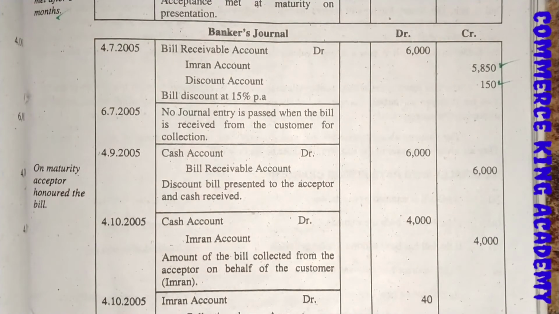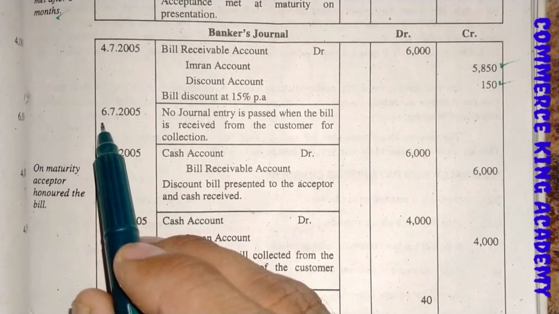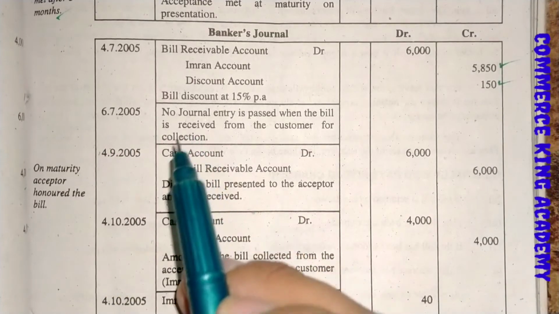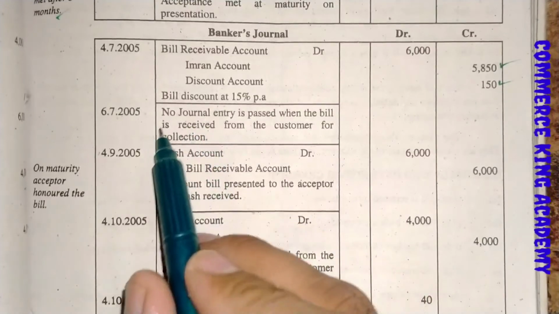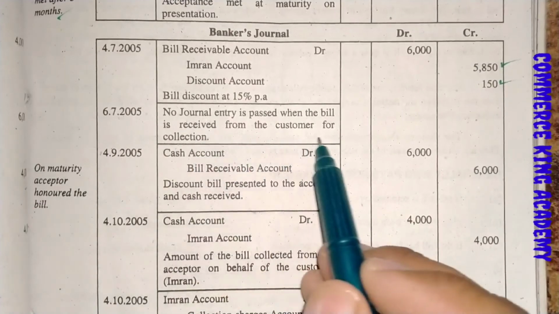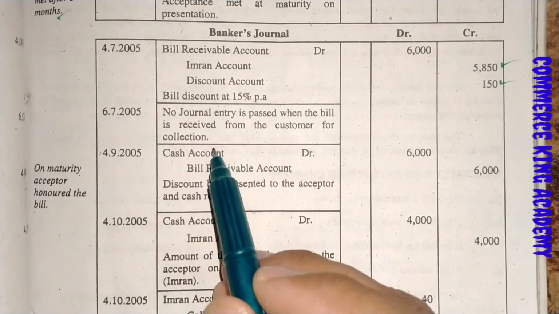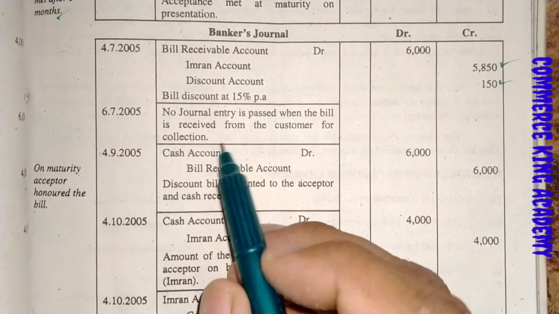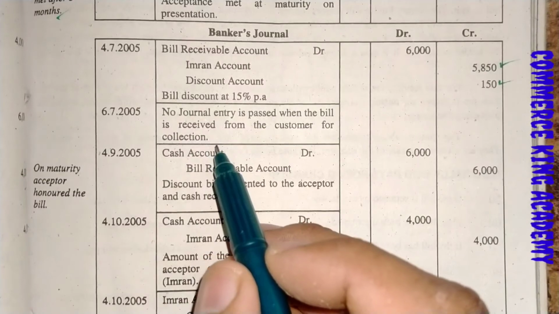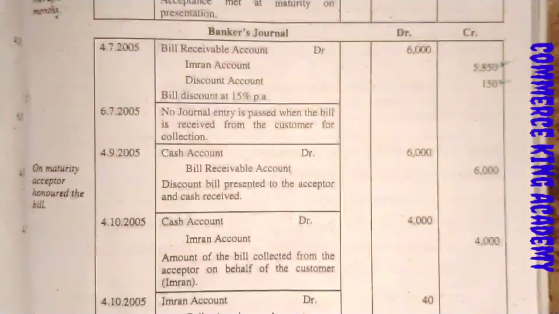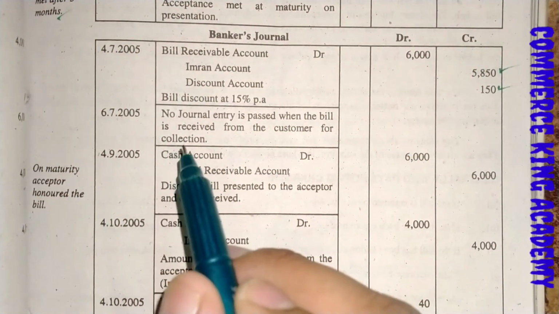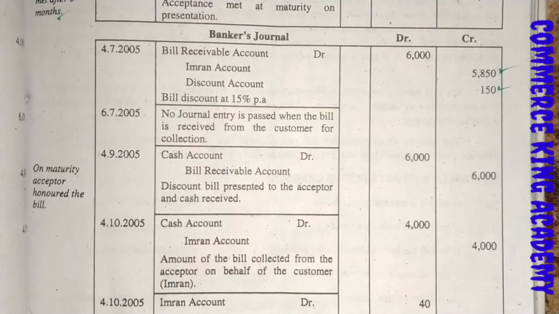And on the date 6 July 2005, when the bank receives a bill for collection purposes, by this effect the bank has no journal entry passed when the bill is received from the customer for collection. The reason behind this is that there is no physical aspect in the bank statement, because originally no cash comes in and no cash goes out of the bank. Okay, so therefore the bank will not make this entry. Okay, now we will go ahead.